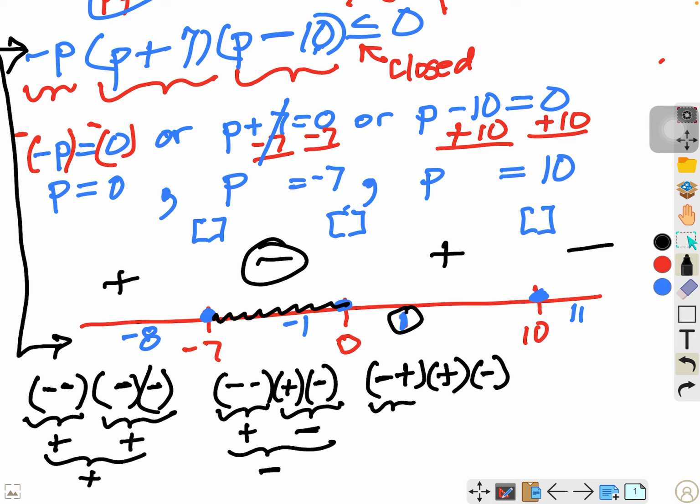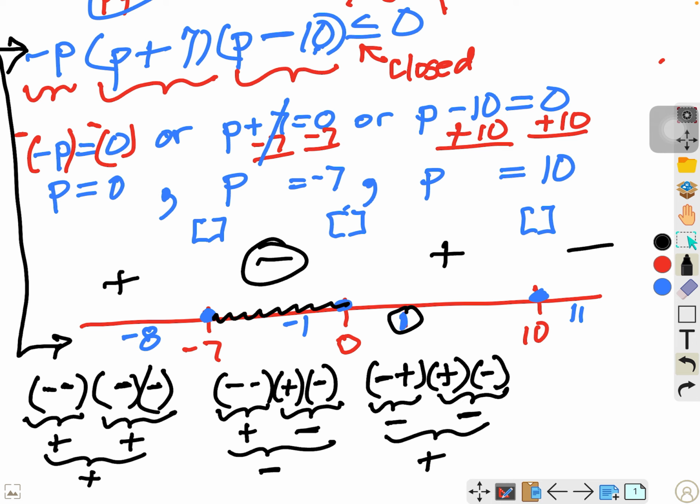But just to show the work, a negative times a positive times a negative, and then negative times a negative gives us a positive. We're not looking for that region. We're looking for solutions that are less than 0, in other words, negative.